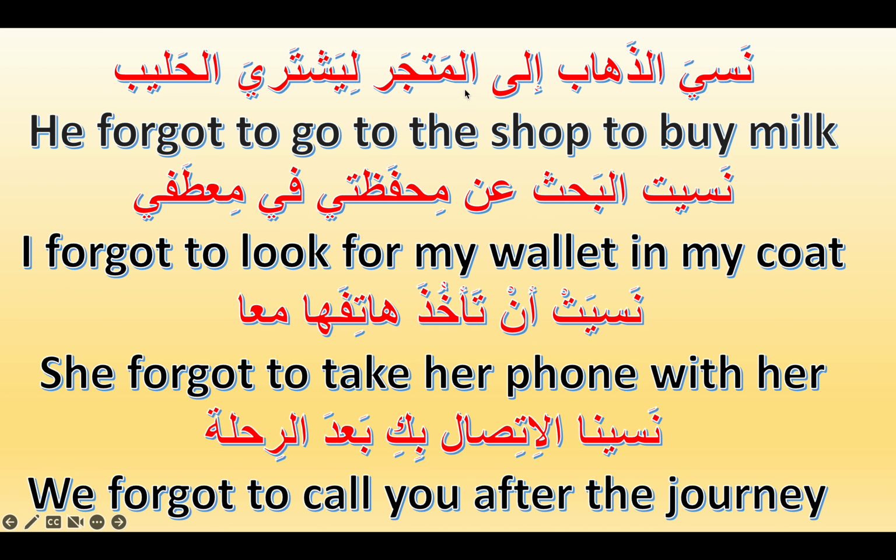نسي الذهاب إلى المتجر ليشتري الحليب. So he forgot to go. ذهاب is the masdar of ذهب, the verbal noun. I will attach a link in the description for the video explaining on masdars, the verbal nouns. ليشتري, we saw this in the previous video. I'll attach the link as well. In order to, or to, we put li before a verb, and then the verb goes into the subjunctive.